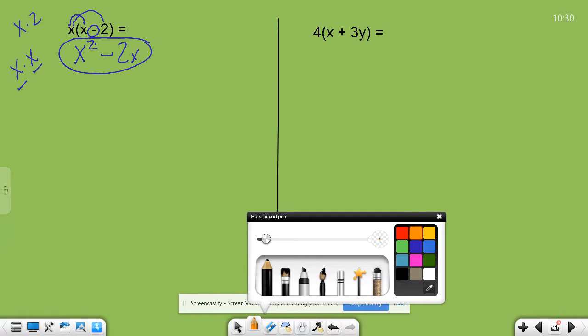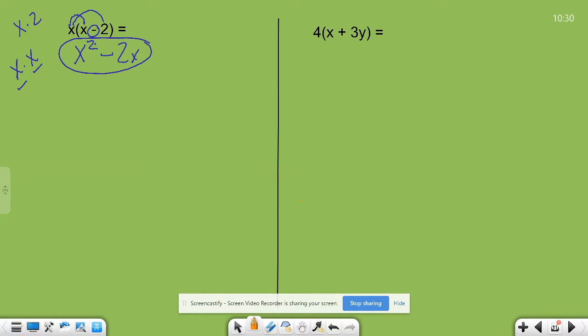We have 4 times x plus 3y. We're going to go ahead and distribute the 4 to the x. Remember, there's a 1 here. So this is 4 times 1x. So we have 4x. That's different than over here, where we did x times x, you were multiplying the same number. x is going to be the same value always. So that's why we had to use the square of x.